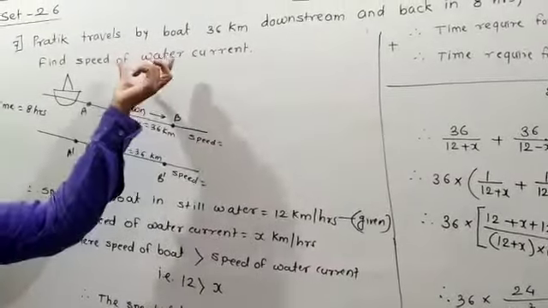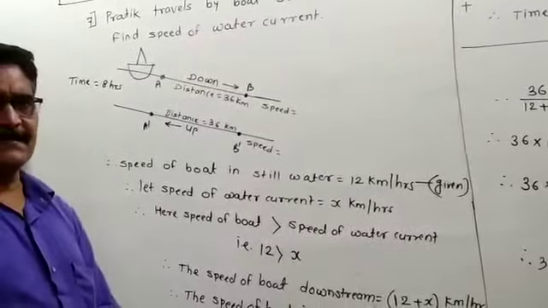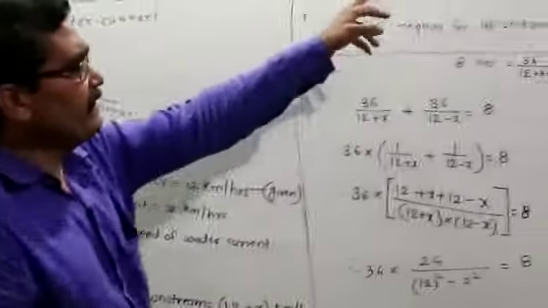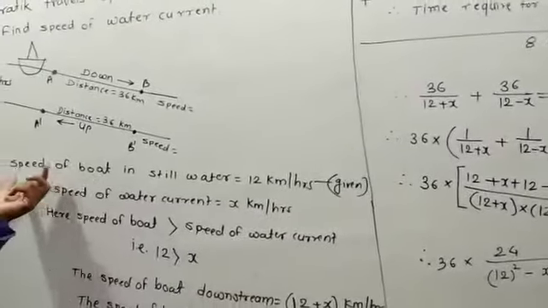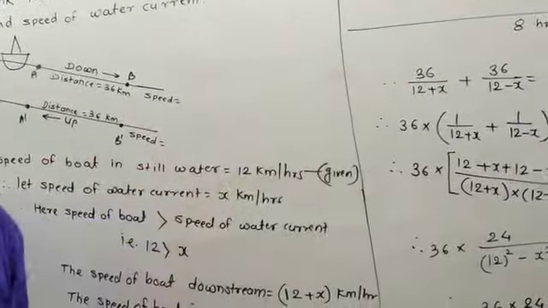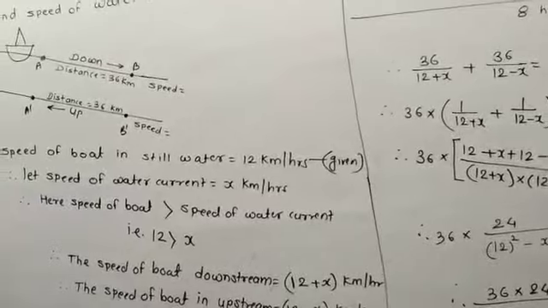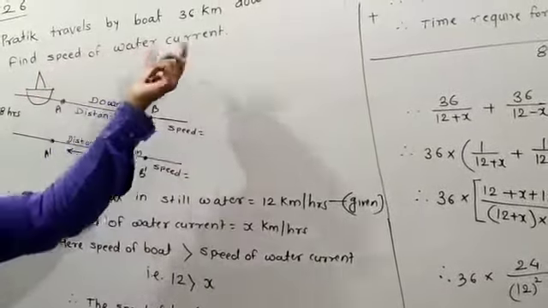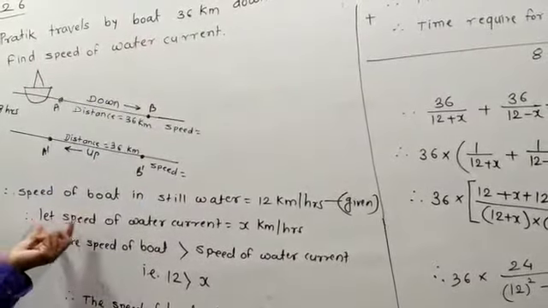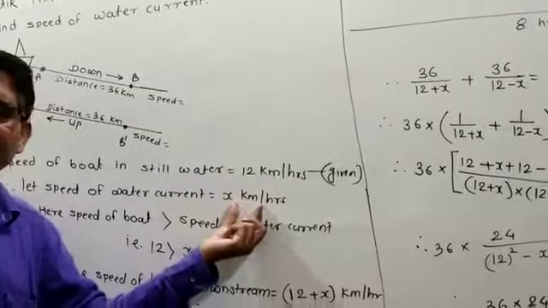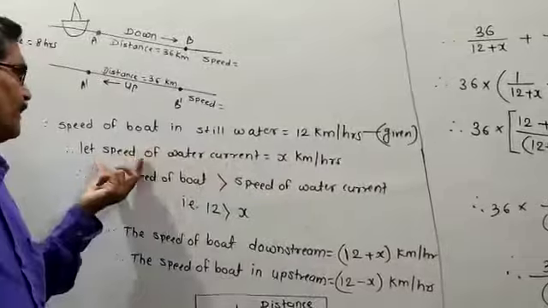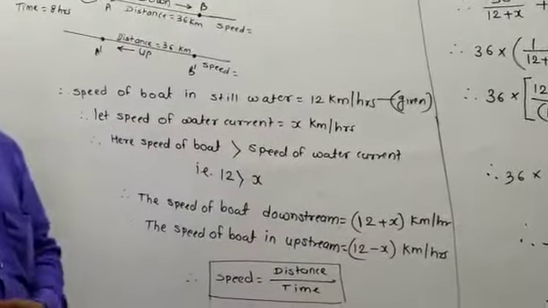Whatever they ask, you have to consider as x. What is given is the speed of the boat in still water, so I will say that the speed of the boat in still water is 12 km per hour. Then what they ask is the speed of the water current. So I will say, let the speed of the water current be x km per hour.